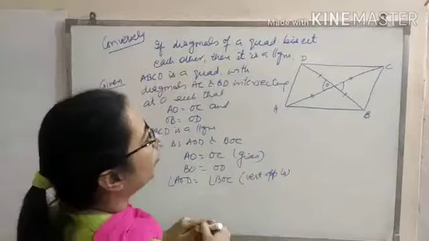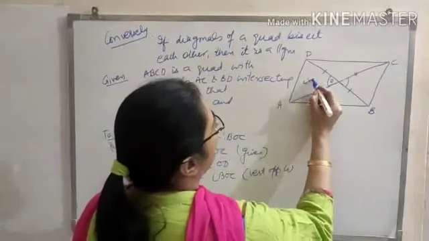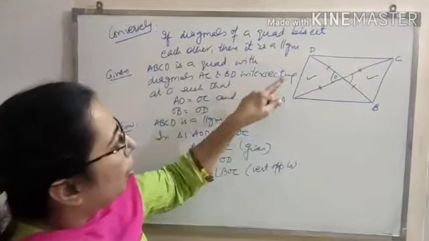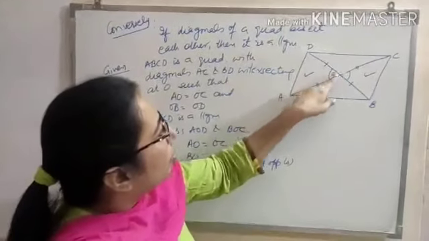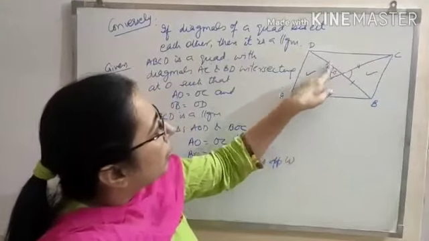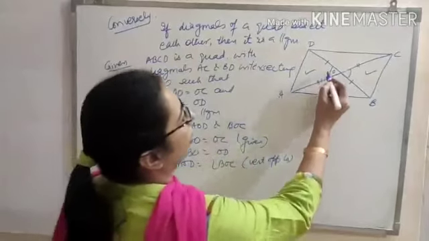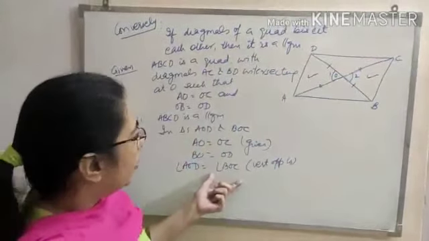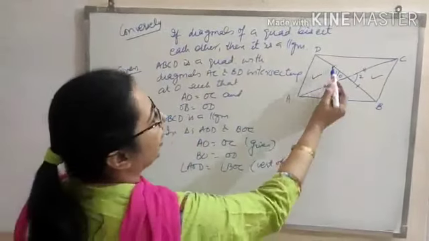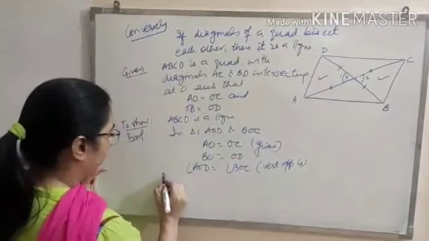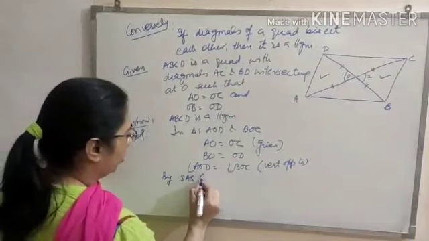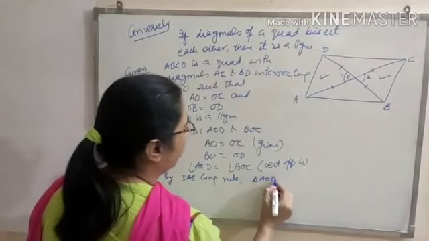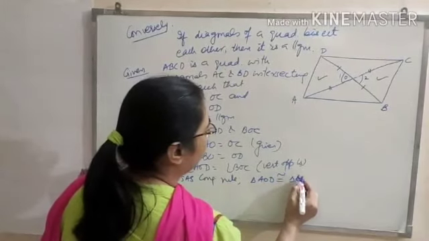Now what will we do? We will consider these two triangles AOD and BOC. We will show that these two triangles are congruent. How? AO is equal to OC, BO is equal to OD, and these two angles, I can name them 1 and 2, AOD and BOC, are vertically opposite angles. So by side, angle, side, by SAS congruency rule, triangles are congruent. Triangle AOD is congruent to triangle BOC.